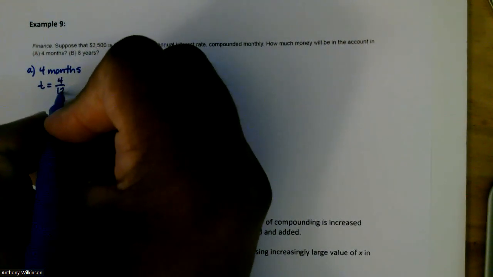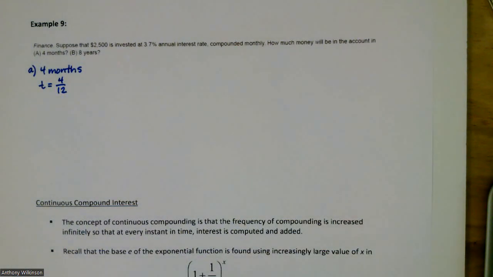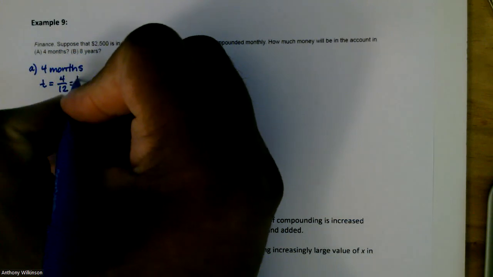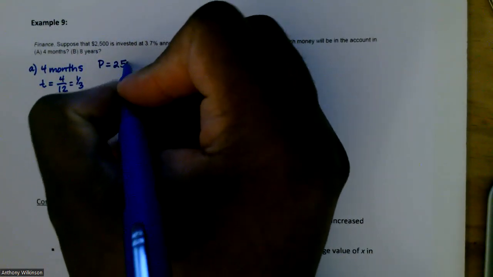So that means our T has to be 4 months divided by 12, because there are 12 months in a year. And T has to be the time given in years. So in this case here, 4/12 in simplest form will be 1/3. So your time will be 1/3. And we also have a $2,500 investment. So P is $2,500.